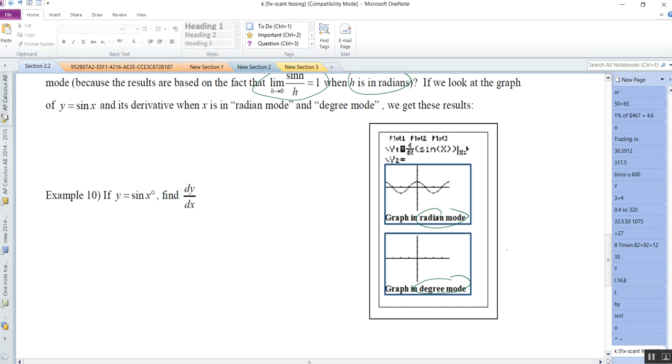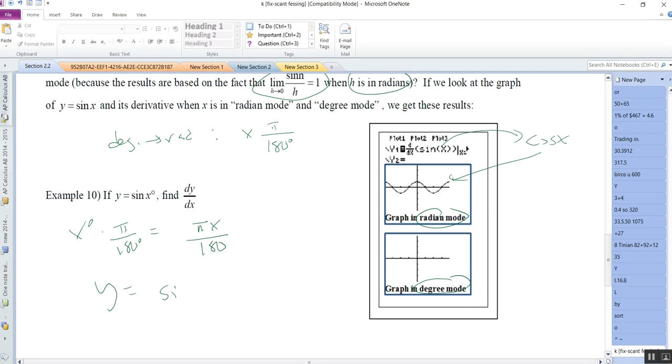Now, why is that? So the derivative of sine x, which we know is cos x, cos x is right there. But if you switch your mode to degree mode, you see nothing. So what's happening here? Now remember, to convert degrees to radians, you multiply by pi over 180 degrees. So we have x degrees, you'll multiply by pi over 180 to get radians. So it's pi x over 180.